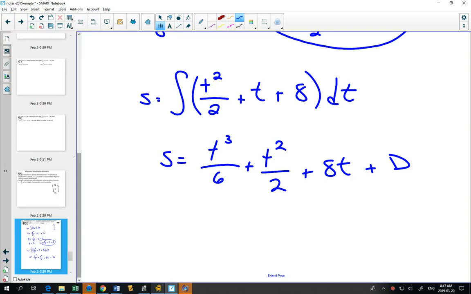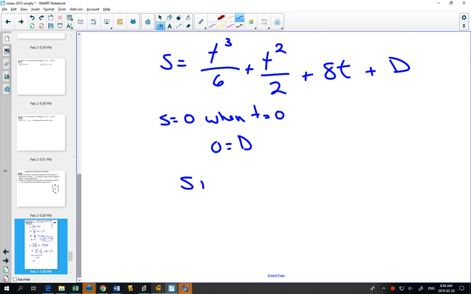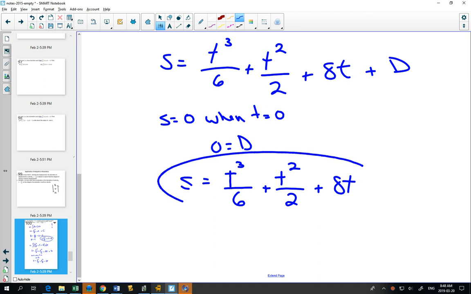We're also told that at time 0, s is 0. Are you okay with this quick mental math? Yes? When s is 0, t is 0, so you plug in a whole bunch of zeros, and all that's left is d. And so our final equation for our displacement is just like that.